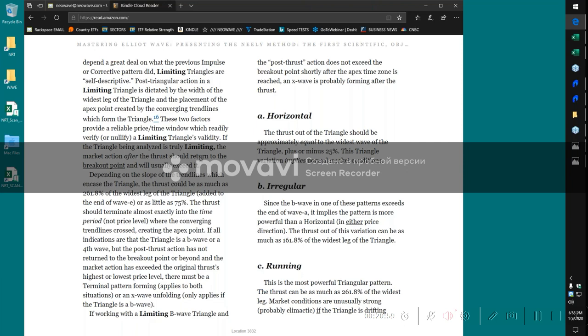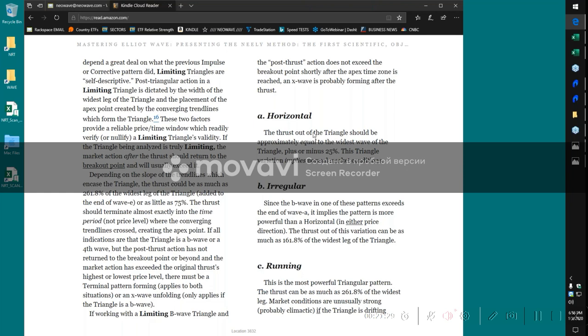So when you're looking at these triangles, it's very important you have the 5 segments. You make sure if it's a contracting triangle, you make wave A the most violent. You make wave C related to wave A by 61%. You make sure that the contracting trend lines end well after the end of the triangle, and that the triangle thrust concludes right around the apex point of that triangle. If that happens, the odds are extremely high you're dealing with a B wave or a fourth wave.